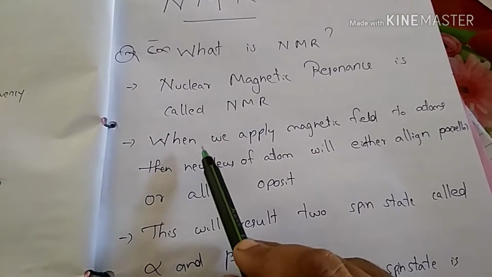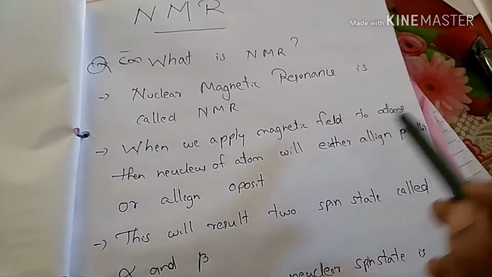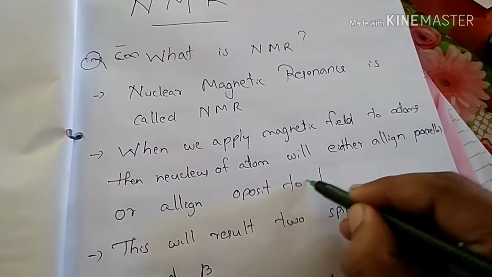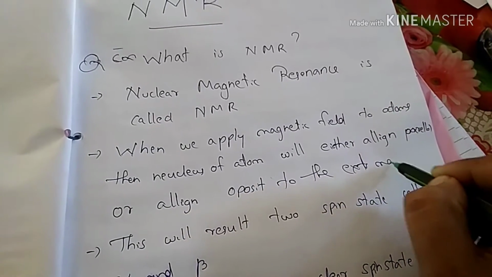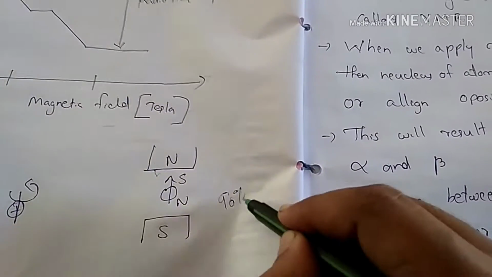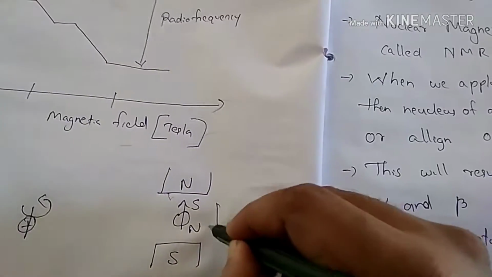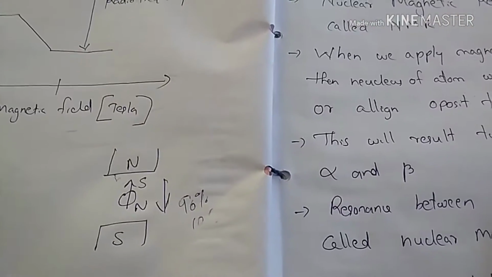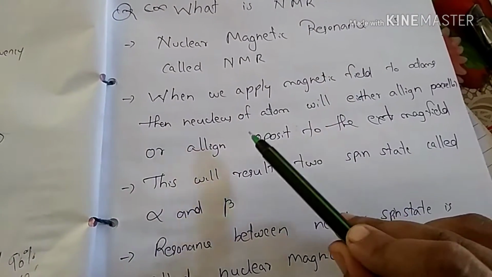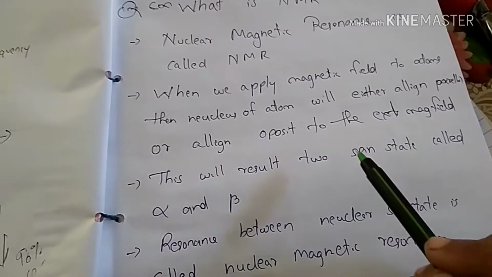So the second point is that when we apply a magnetic field to atoms, the nucleus of the atoms will either align parallel to or align opposite to the external magnetic field. 90% of the nuclei will try to align parallel to the external magnetic field, but 10% of the nuclei will align opposite to the external magnetic field.